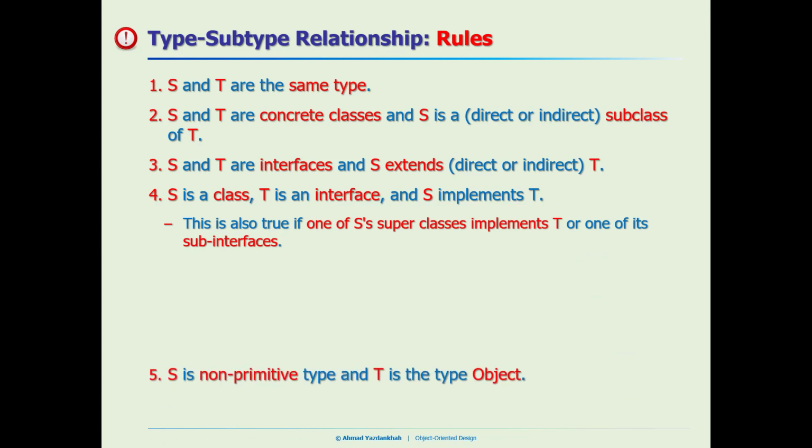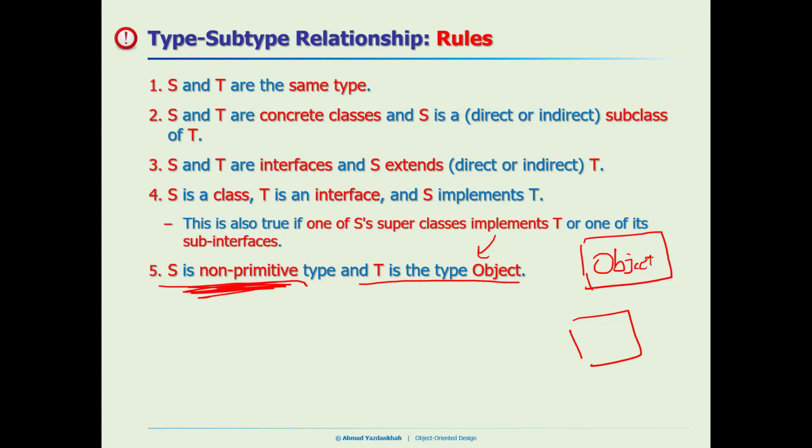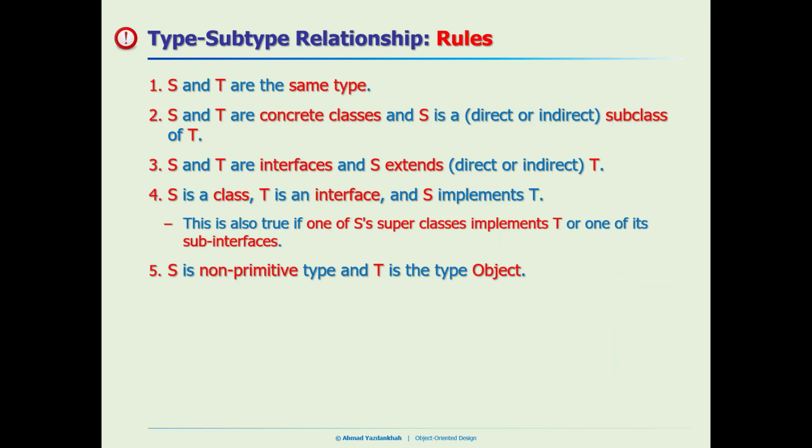Next rule is S is non-primitive, which can be anything, and T is the Object class. That famous Object class, which is the parent of all other objects. So if here we have Object, S can be anything, the only restriction is that it is non-primitive. Definitely there is an is-a relationship again, which is type and subtype.